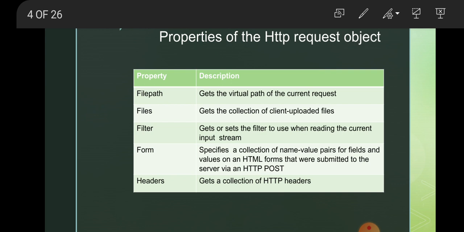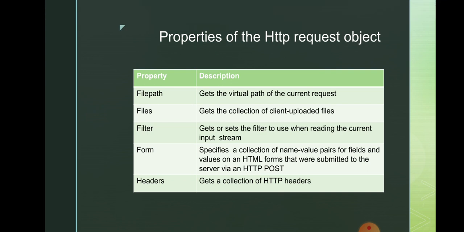Next, the properties of the HTTP request object. Here, I am specifying some of the properties. First property is file path, next files, next filter, form, headers. File path gets the virtual path of the current request. Files gets the collection of client uploaded files. File path means the virtual path of the file, the virtual path of the requested file. Files means get the collection of client uploaded files.